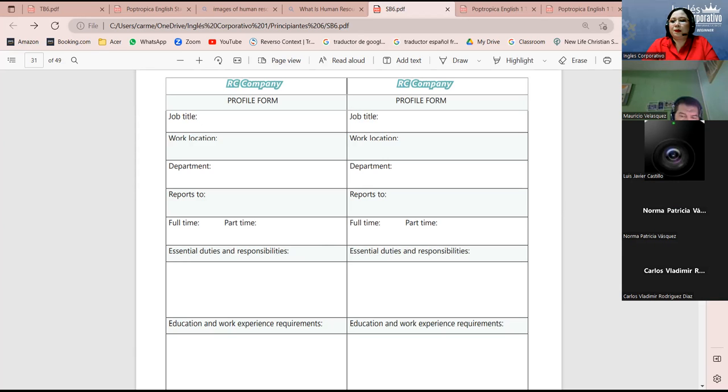Vamos a ver entonces, ¿qué otra información? Ah, work location. Ahí ponemos en qué branch lo necesitamos, ¿verdad? Si lo necesitamos en el headquarters o si va a ser remote work, ¿verdad? O si va a ser home office, right? Ahí va a decir en the work location, en qué branch, si es en the headquarters, ¿verdad? Exactamente la ubicación física de ese trabajador. The work location. Department. Department es la unidad a la que va a pertenecer, ¿verdad?